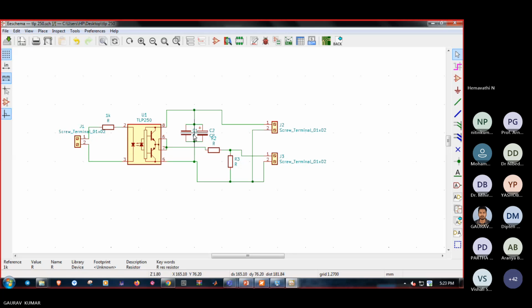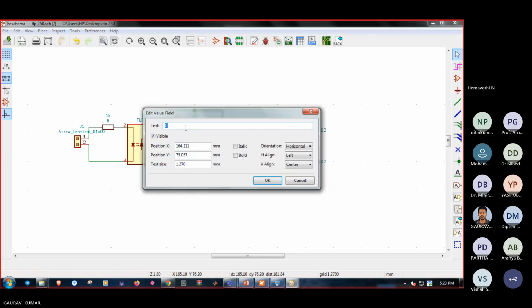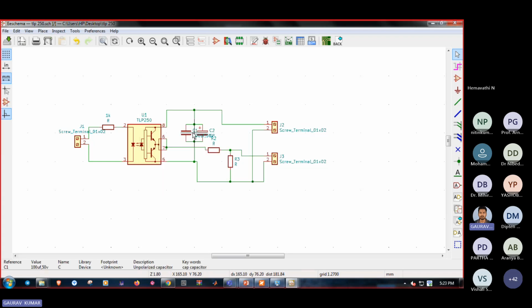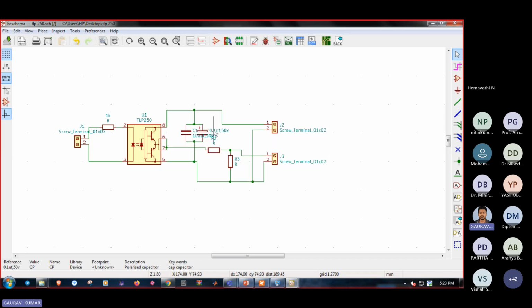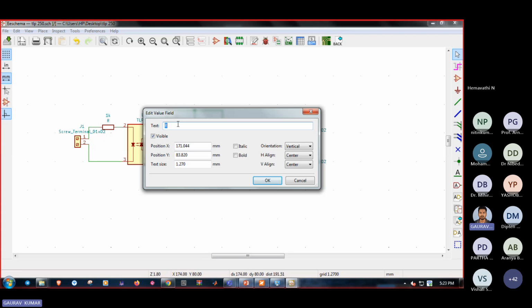Similarly, the unpolarized capacitor which we are using is of 100 microfarad, so you can write 100 microfarad, and its rating is 50 volt, so I have written 100 microfarad 50 volt. Similarly for C2 you can change. We have used 0.1 microfarad, and it is also 50 volt. So you can write it. Similarly for resistance R2, it is 10 ohm, so you can write 10R, and for R3, which is 1K.